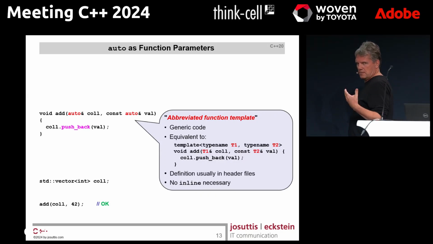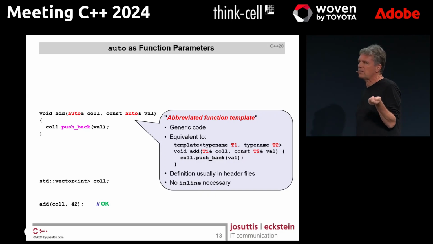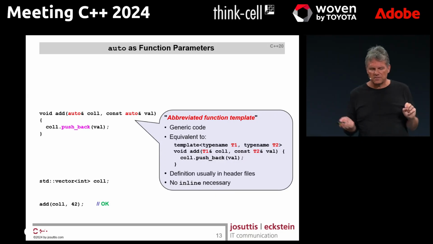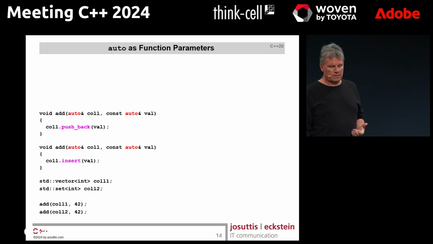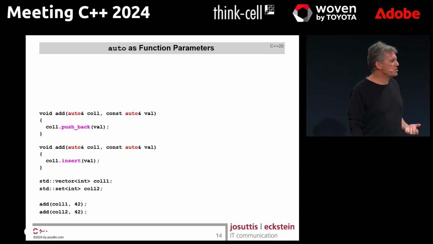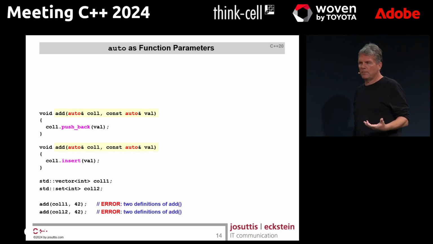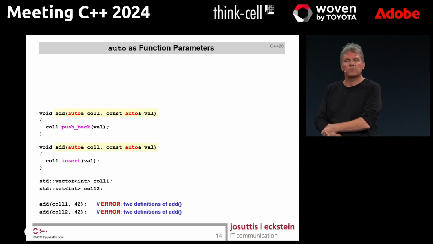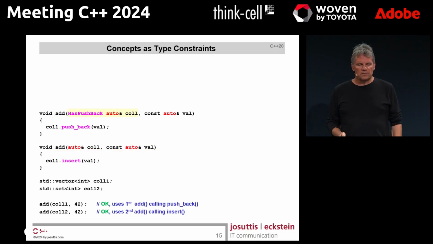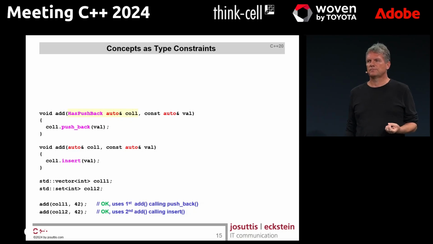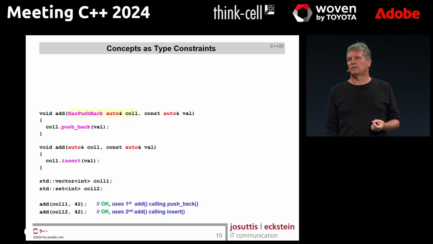Okay, as it is just another syntax, we run into the same problems. So if we want to overload that for calling push_back and insert, that doesn't work. Just from looking at the signature, this is 2 definitions of the same function template, so that's not allowed. So the solution is to constrain one of them, at least. Here's how you do that. has_pushback is a concept you apply to auto.